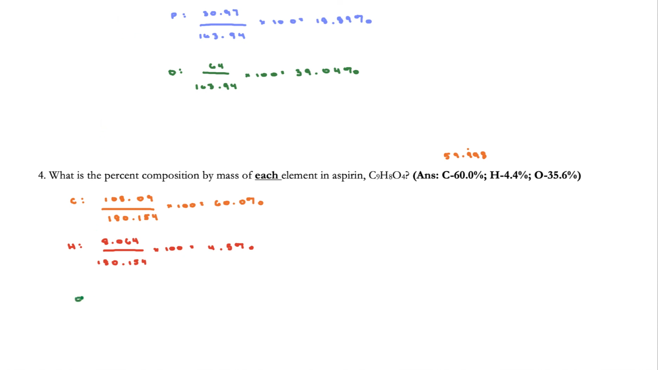And then for oxygen, I have 4 oxygens here, so it's going to be 4 times 16, which is exactly 64, divided by the total molar mass of aspirin, which again is 180.154, multiplied by 100%, and I get 35.525. I'm going to just round this to 35.5. There might have been a rounding issue in my answers. I might have used a different molar mass. That's perfectly fine. Either of these answers is perfectly fine.